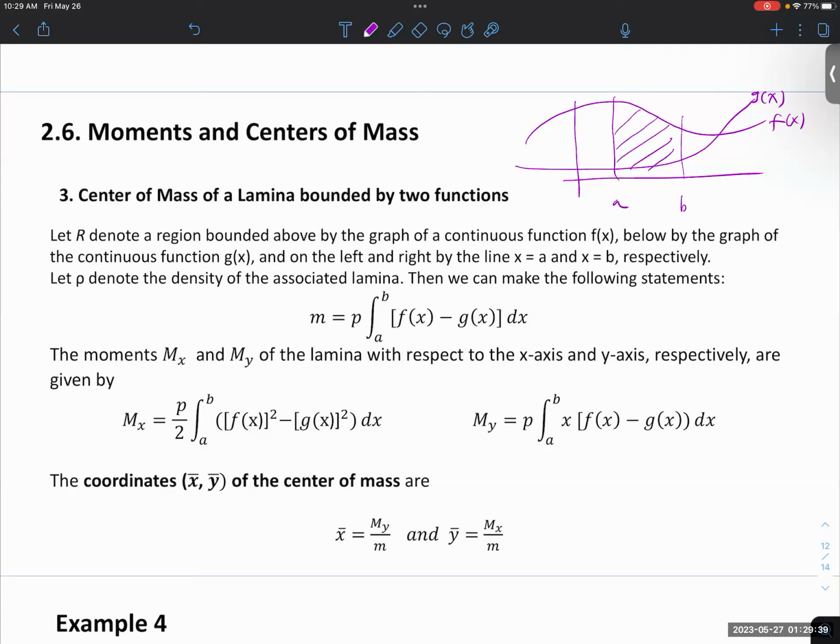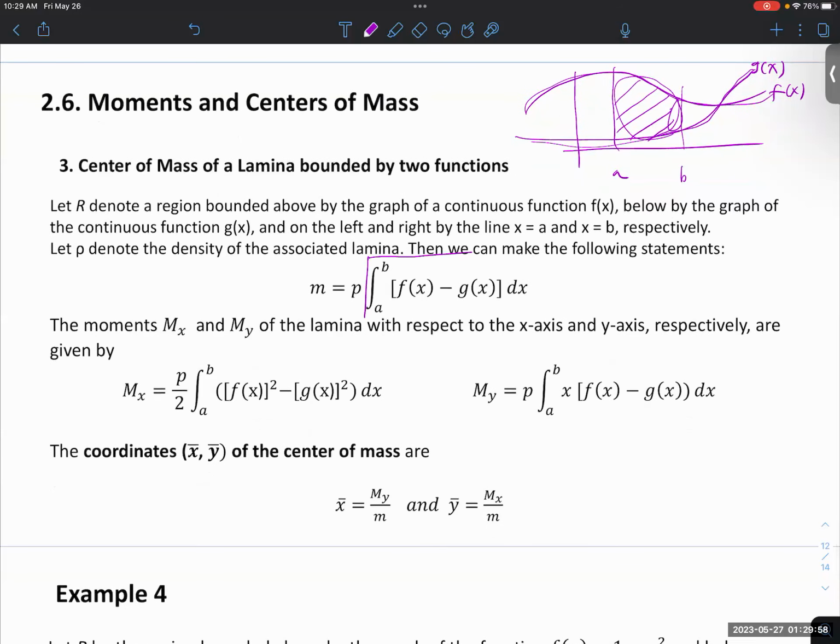I'm not talking about the area, I'm talking about the balancing point. So when you rotate these two functions around either the y or x-axis, they're going to have some shape, right? And then I want to hold it by finding the balancing point. So same thing, this is the area formula, the larger area minus the smaller area, right? And then you multiply by density, that's it. That's going to give you the total mass of the lamina with two functions.